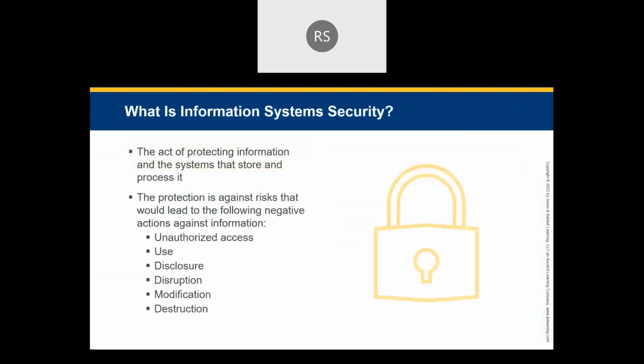First, we're going to define information system security. That's going to refer to the protection of information and the systems that store, process, and transmit that information. It involves safeguarding the confidentiality, integrity, and availability of the information assets.